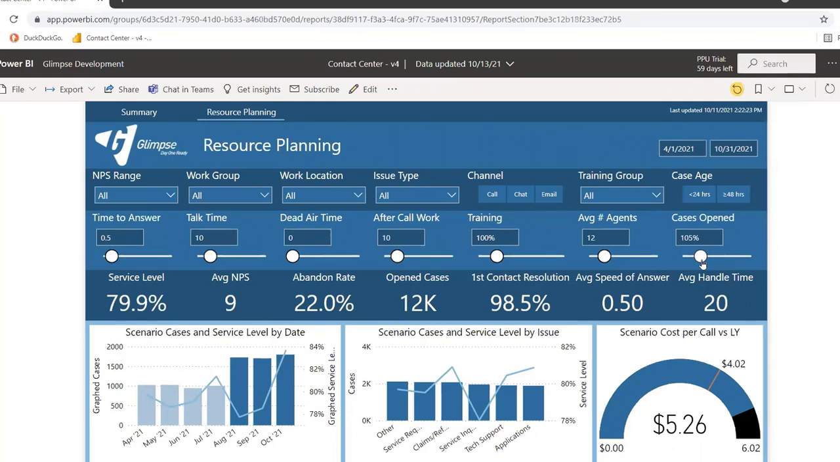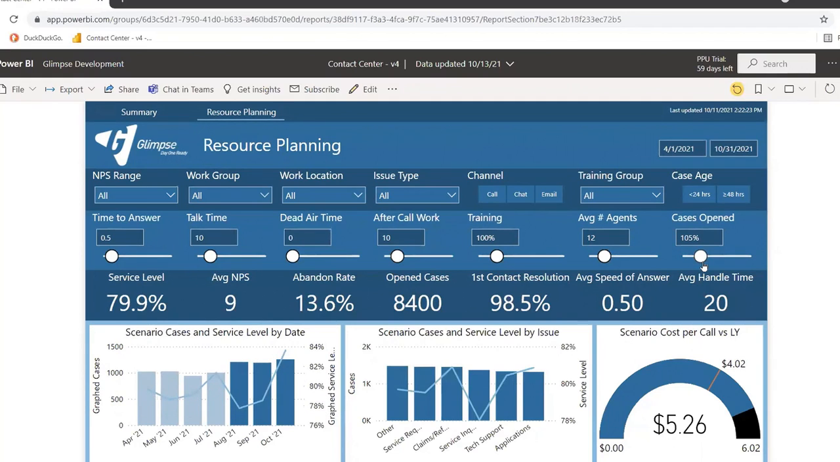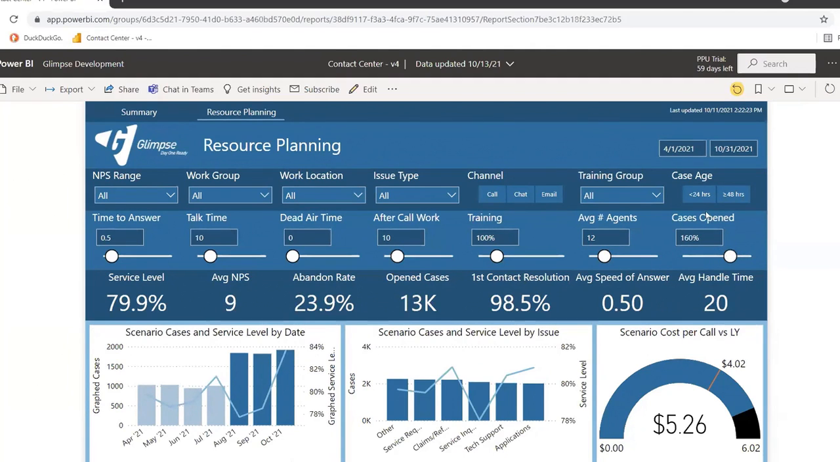See if that's in the model. Everything here is modeled based on statistical information gathered. So we build statistical relationships and then we bring those forward into the resource planning model. Now this model is intelligent. It learns over time, so the model gets more refined the more cases we handle. And let's take the cases open again up to 150%. I see the abandon rate went way up to 23.9%.